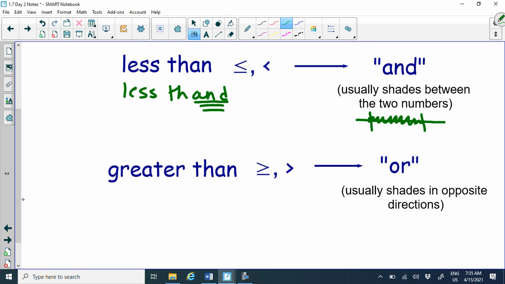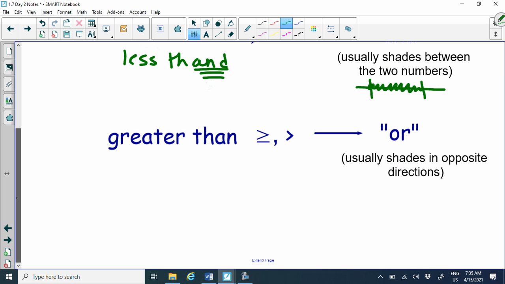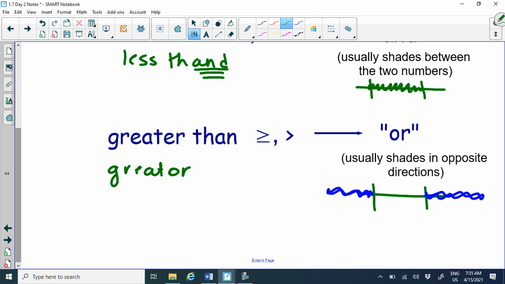We could also have an or problem. So this is when we have a greater than. So this could be greater than or equal to, or just a greater than. What happens here is you solve for your two numbers, and we will shade opposite sides, so they go away from each other. Now, how am I going to remember this is an or problem? Is when we think of greater. Okay, so anything you see greater, we shade opposite directions.